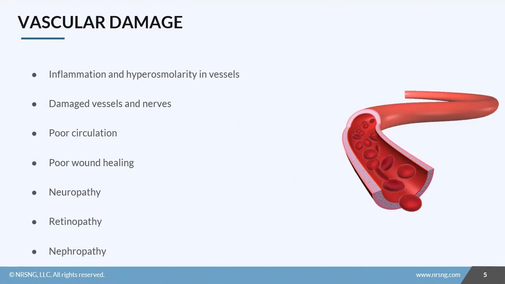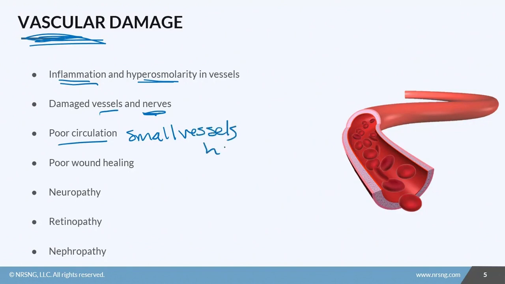So there's a few complications of having those really elevated blood sugars, which we're going to continue to look at throughout this module. But one of the biggest ones we want you to see is the amount of damage it causes in the vascular system. We always say diabetes is a vascular disorder. Elevated blood sugars are going to cause inflammation and hyperosmolarity within the vessels. It's that super concentrated state because of all the blood sugar. And both of those things are going to do damage to the vessels themselves as well as to the nerves around them. So patients tend to have poor circulation, especially in the small vessels like in the hands and the feet.